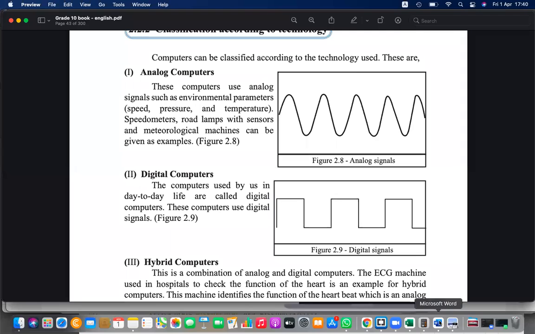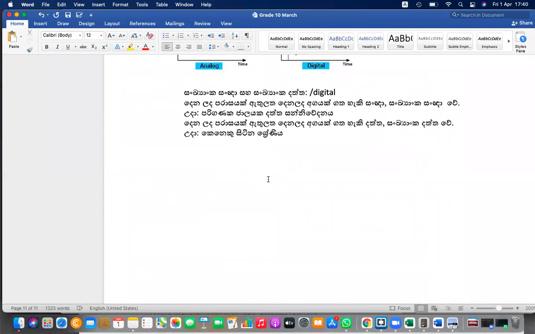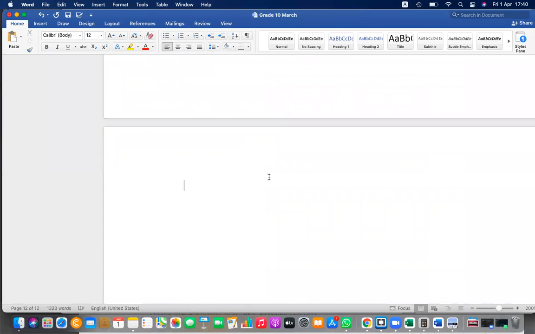Okay, Bhute, please go and write down a heading. So that is computer system. Computer system.